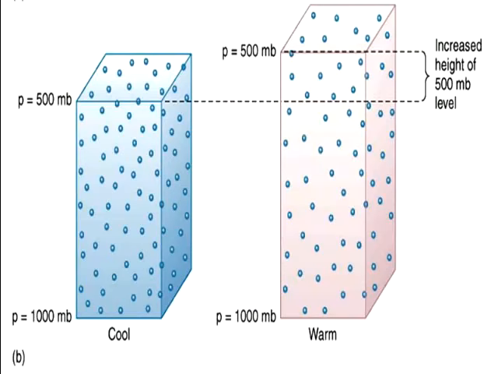The altitude of a constant pressure level, for example 500 millibar, increases with the temperature of the air column beneath it. The columns below the 500 millibar level contain the same amount of air. The warm column has lower density to compensate for its greater height.